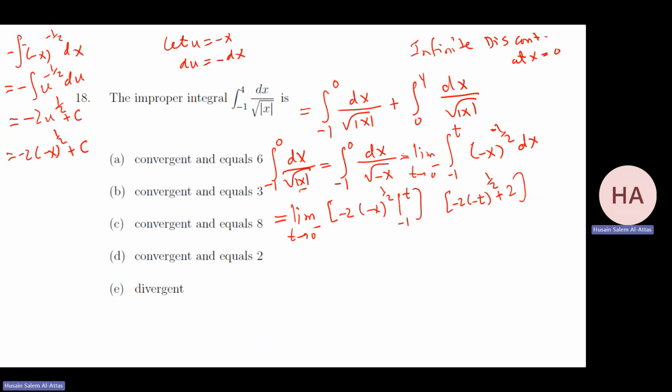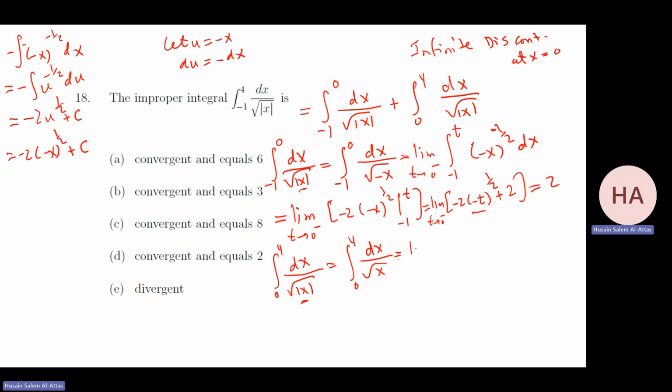Then take the limit. So this will be 0, so the answer is 2. Now let me do the other one. The integral from 0 to 4 of dx over square root of absolute value of x. Now this will be positive. So you have the integral from 0 to 4 of dx over square root of x.